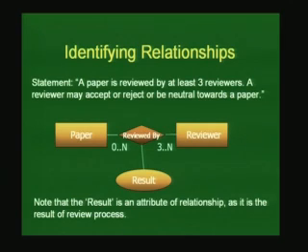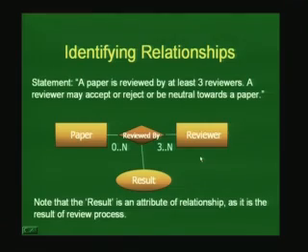Similarly, a paper is reviewed by at least three reviewers, and a reviewer may either accept or reject or be neutral towards the paper. So what does this statement say? A paper is reviewed by reviewers. So n number of papers is reviewed by 3 to n reviewers, that is, at least 3 or anything more than 3.